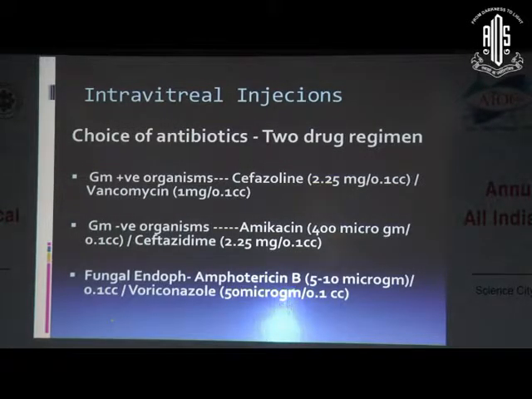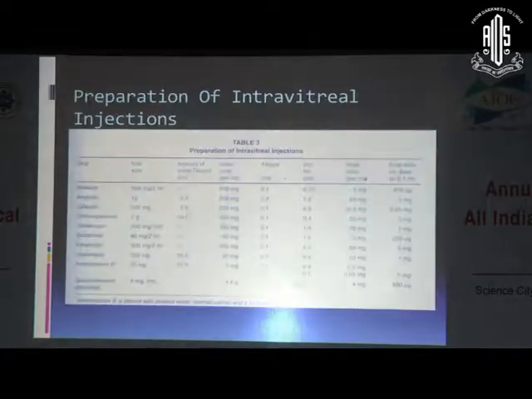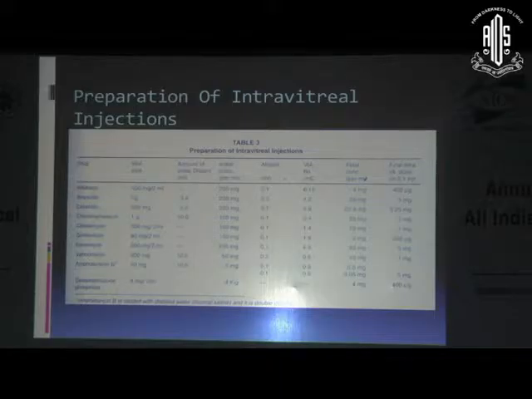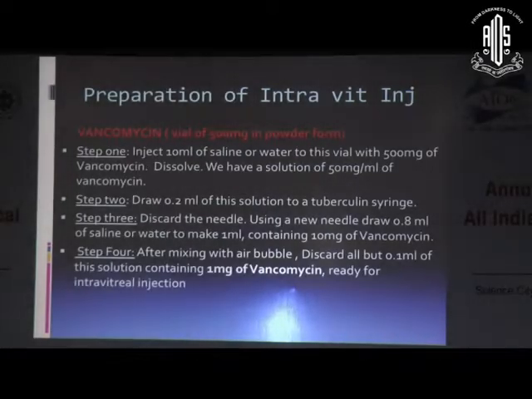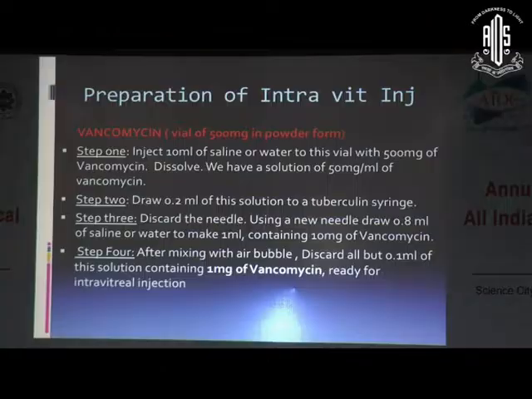When we use a two-drug regimen, some of the common combinations that we use are: for gram-positive organisms, cefazolin and vancomycin; for gram-negative, amikacin and ceftazidime; and for fungal, amphotericin B and voriconazole. So these are the various drugs and their doses which are commonly used as intravitreal injections for endophthalmitis. And usually these drugs are prepared by the dilution method.